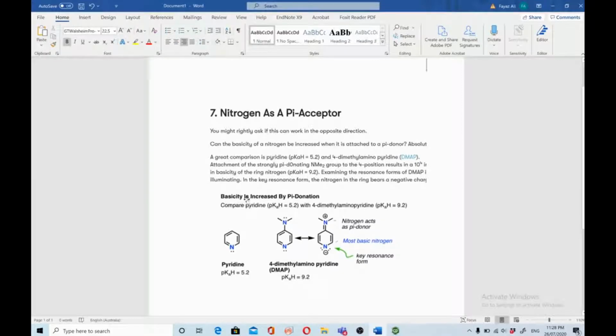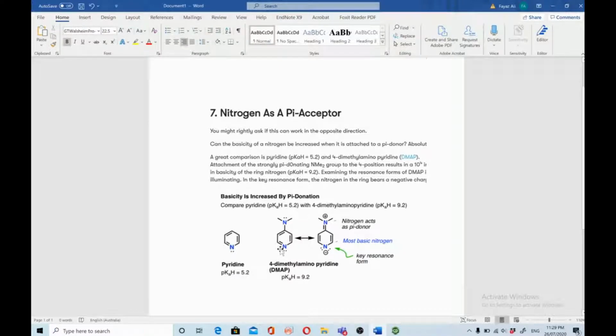Alright, so in this video I'll be talking about the factor that can affect the basicity of nitrogen, in which nitrogen acts as a pi-acceptor. Previously I have discussed nitrogen acting as a pi donor in the case of amides. Now if you look at pyridine, the nitrogen in pyridine does not have any pi-donor or any substituents, hence the pKa of pyridine is 5.2.